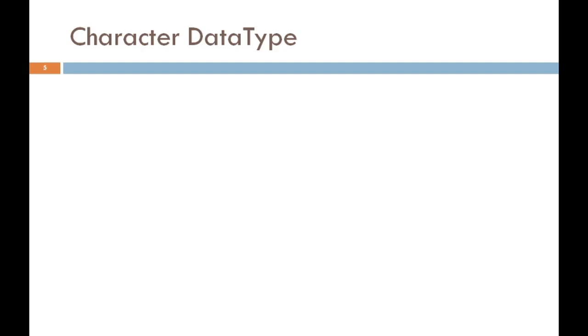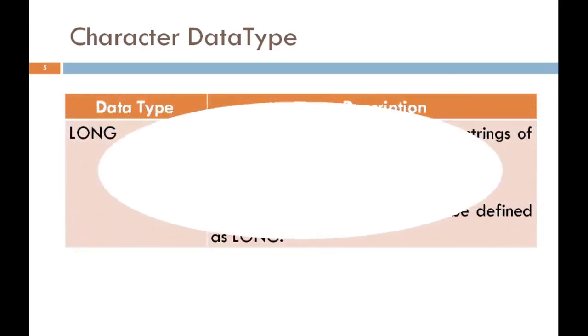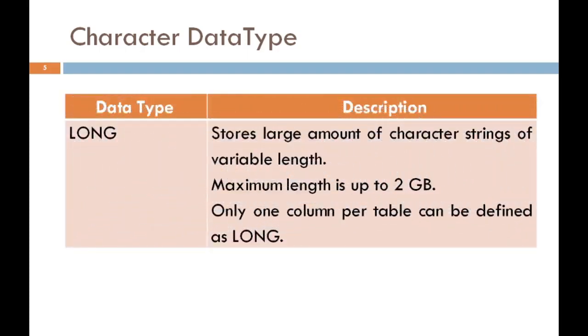The next category of the character data type is long. When we want to store a large amount of data or a large character string in a column, then we have to use long. The maximum length of long is 2 GB. But the limitation is that only one column per table can be defined as long. That means in a table we can apply long on only one column.